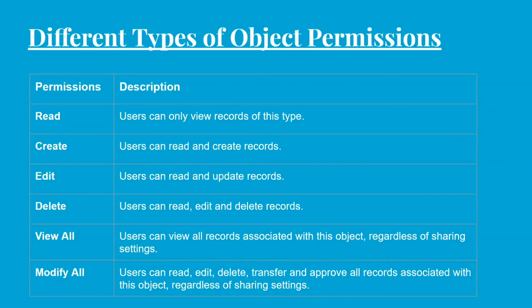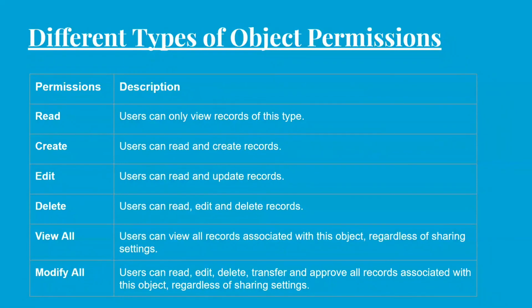And if he has view all, the user can view all records associated with this object regardless of sharing setting. Whatever the sharing setting, it doesn't matter. If the user has view all permission for a particular object, he will be able to view all the records associated with the object. And with modify all, the user can read, edit, delete, transfer, and approve all records associated with this object regardless of sharing setting. If that user has modify all permission for that object, he can view, edit, delete, and manage anything with the records of that object.